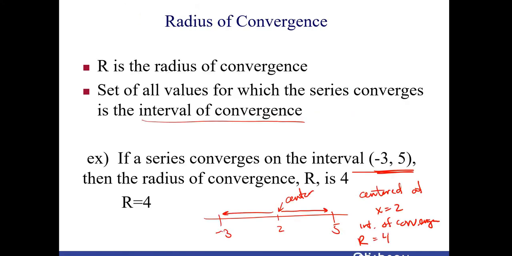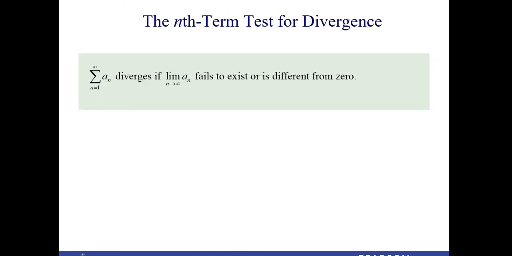Okay? So when we talk about radius of convergence, we're talking about how far away from the center does the series converge with the actual function, and the interval of convergence is what numbers that convergence is occurring over. Okay, the nth term test for divergence. Now we're getting into some of our tests that we are going to be using to determine whether or not something converges or diverges. This is a very basic test. We always want to look at it first.